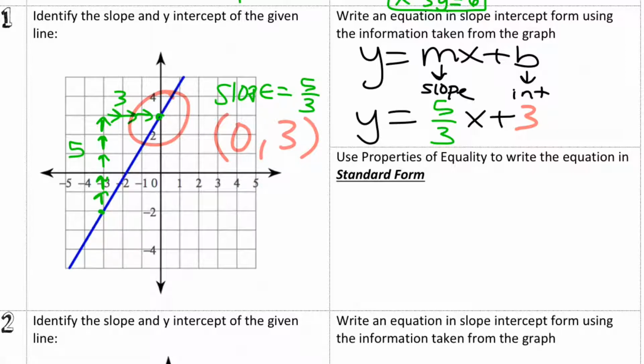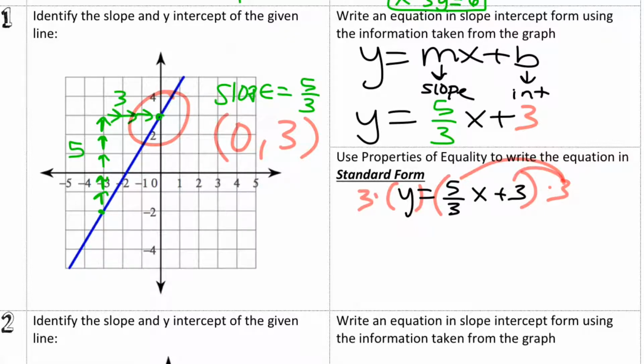Okay, so the next thing we're going to do is we're going to use the steps from the top of this problem to put this equation into standard form now. So we're going to rewrite this equation. We're going to rewrite it as y = 5/3 x + 3. And our first step is to get rid of any denominators if we have any. So do we have a denominator? Yes, we do, 3. So we multiply both sides by 3.